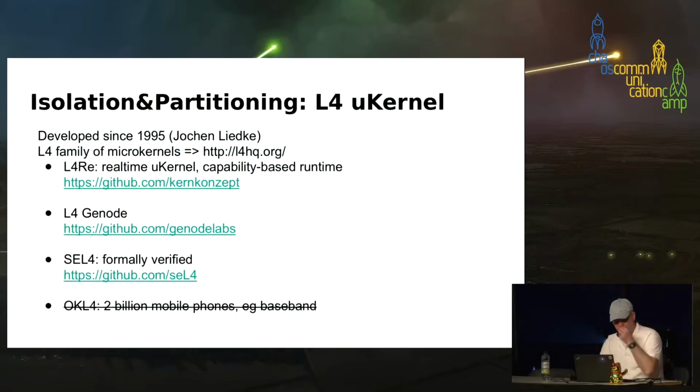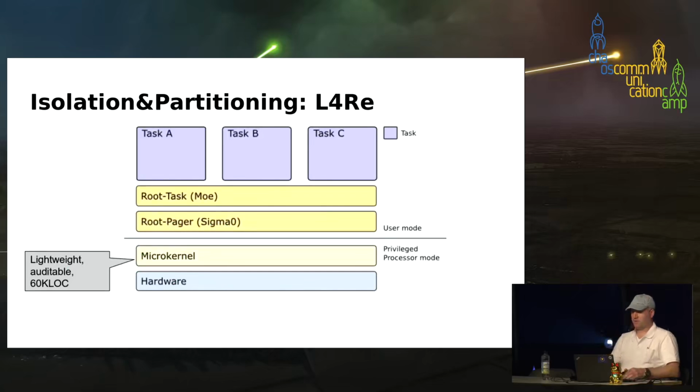Another very interesting way to isolate tasks and applications is using an L4 microkernel. It's a family of microkernels. I work with L4Re Fiasco. It's a capability-based runtime, and during startup you define who is allowed to send messages to which application. So you've got the microkernel here, and this microkernel has only 60,000 lines of code, so it's much easier to verify.